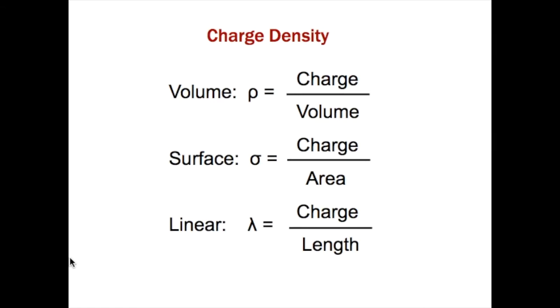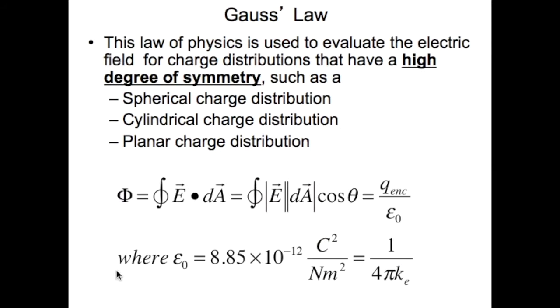And so thinking about charge density, we're going to be adding up charges and taking a look at how this whole thing works, calculating electric fields and that sort of thing. Again, volume, surface, and linear charge densities are charge per volume, charge per area, charge per length, just like with mass before, except now it's electric charge.